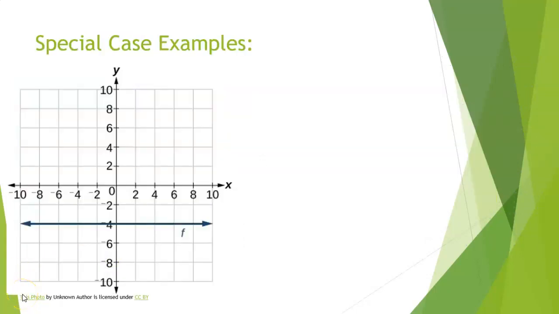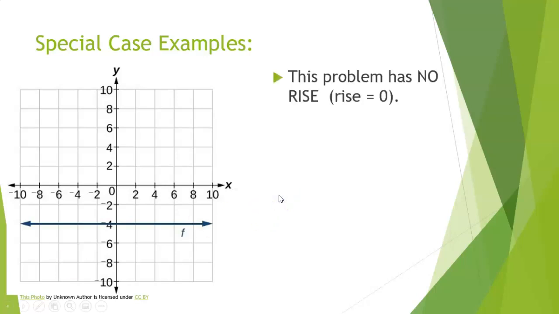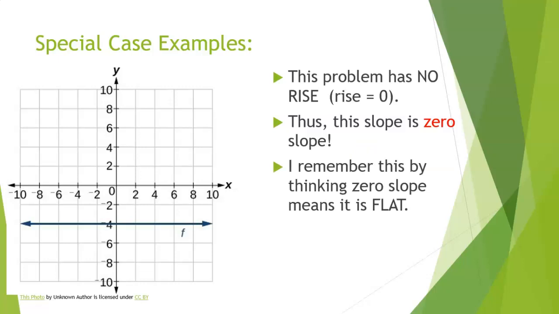This would be an example of a special case. This is a horizontal line, so it's not going up or down. It's just a flat horizontal line. For this problem, there is no rise. I'm not going up or down any to get from one point to another on this line. I'm on a flat surface, so my rise would be 0. Because I'm not rising or falling, that means my slope is 0. So a horizontal line has a 0 slope. I always think of 0 slope as flat. No incline is flat. So a horizontal line is flat, and that has a 0 slope.